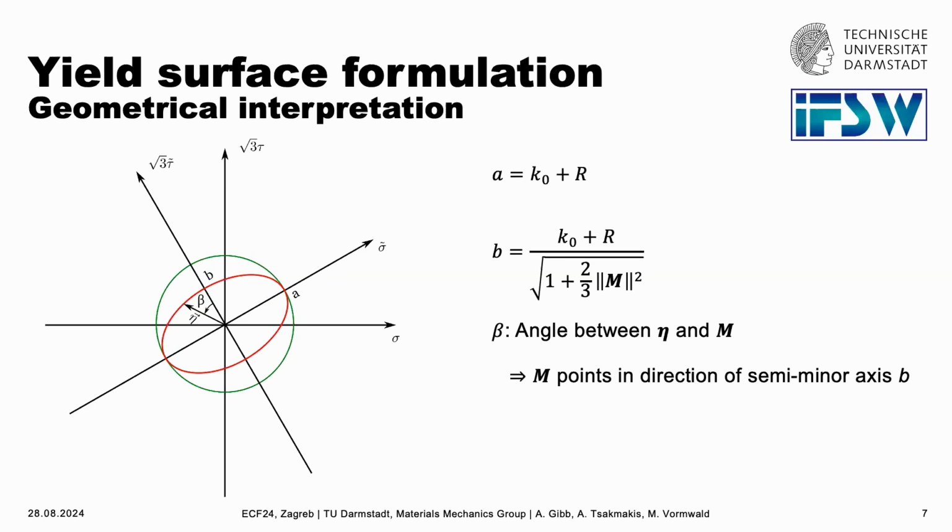The semi-major axis always has the same dimension as the von Mises yield surface, but the semi-minor axis will start shrinking when the norm of m gets bigger. So the greater the norm of m, the smaller, or the more elliptical, the shape of this yield surface. And because this angle lies in between the effective stress and this new anisotropy tensor m, we know that m must point in the direction of the semi-minor axis.